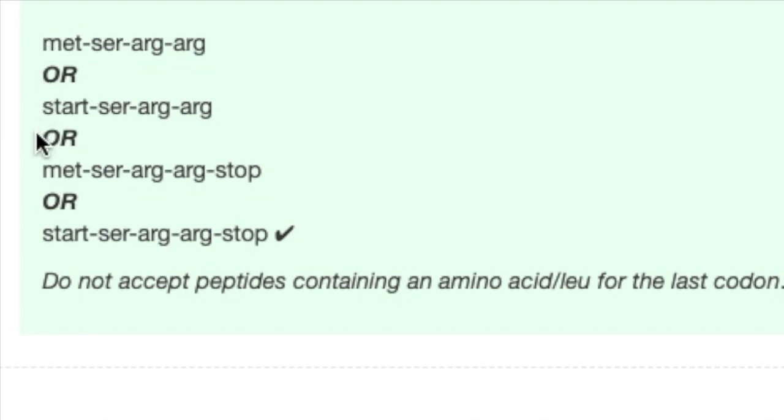Any of these other answers here could be accepted, but it's definitely not going to be accepted if you put an LEU after that stop codon.